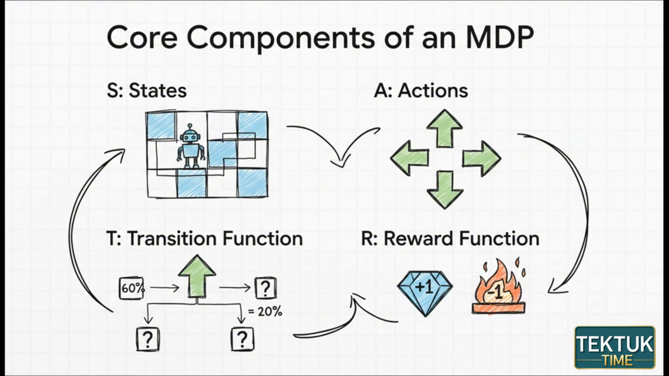But states are just one piece of this puzzle. Any MDP is defined by these 4 core components. So you've got S, that's the set of states, all the squares on our grid. Then you have A, the set of actions, like moving north, south, east, or west. T stands for the transition function. That's the slippery controls, the whole 80-10-10 probability of where you'll end up. And finally, there's R, the reward function, which is what gives us the +1 for the diamond and the -1 for the fire pit. Put them all together, and these 4 things define the entire game.